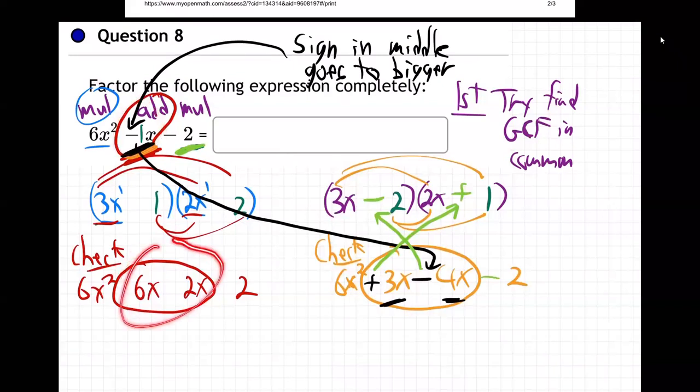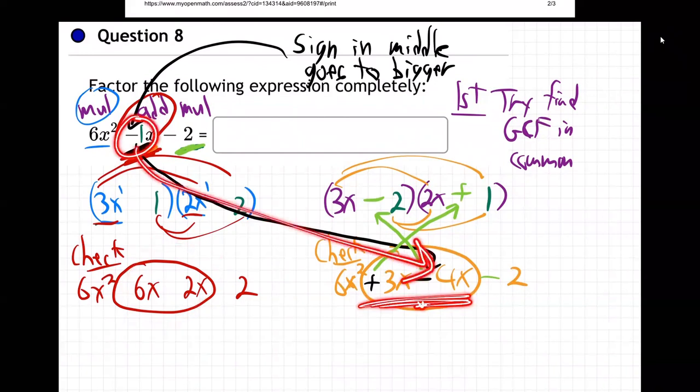6x and 2x cannot make -1x in the middle. But 3x and 4x can. How so? Sign in the middle goes on the bigger. So -4 plus 3 does make -1 in the middle. And then how do they go back to the parentheses? They crisscross. Because that's what's true. If you track them, that's how they got there. And so that's our answer, just like that. And it's being proven by the check. Is that making sense on that?